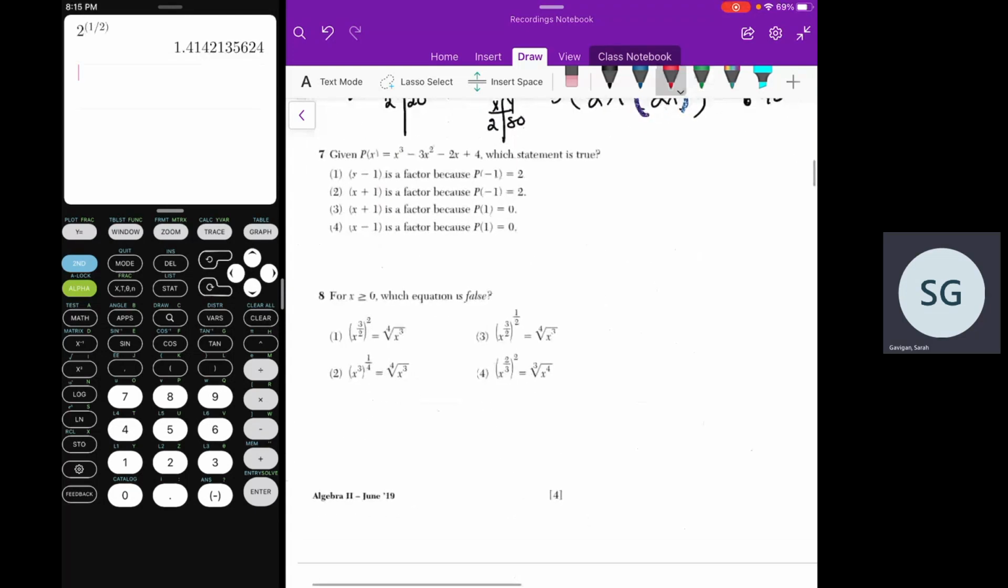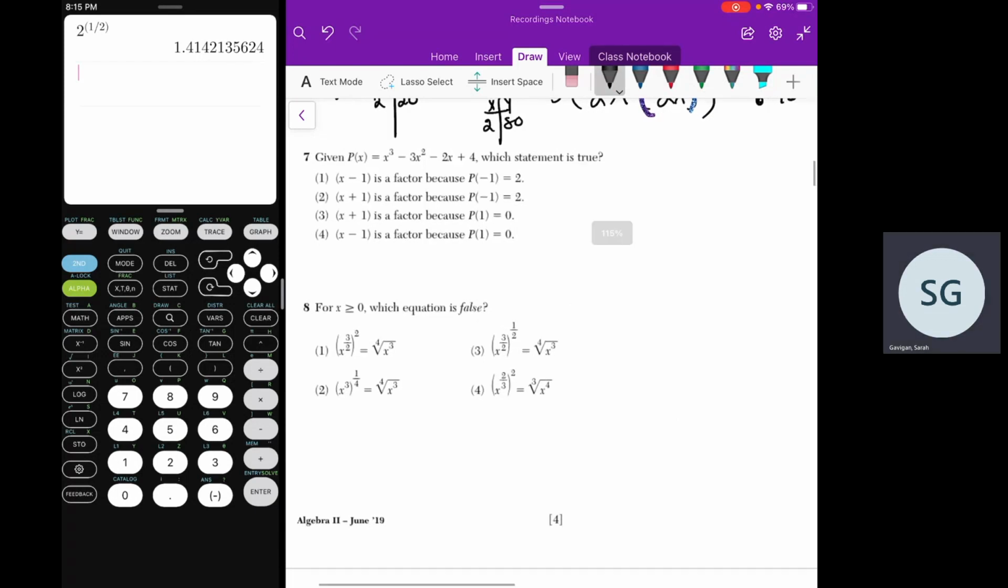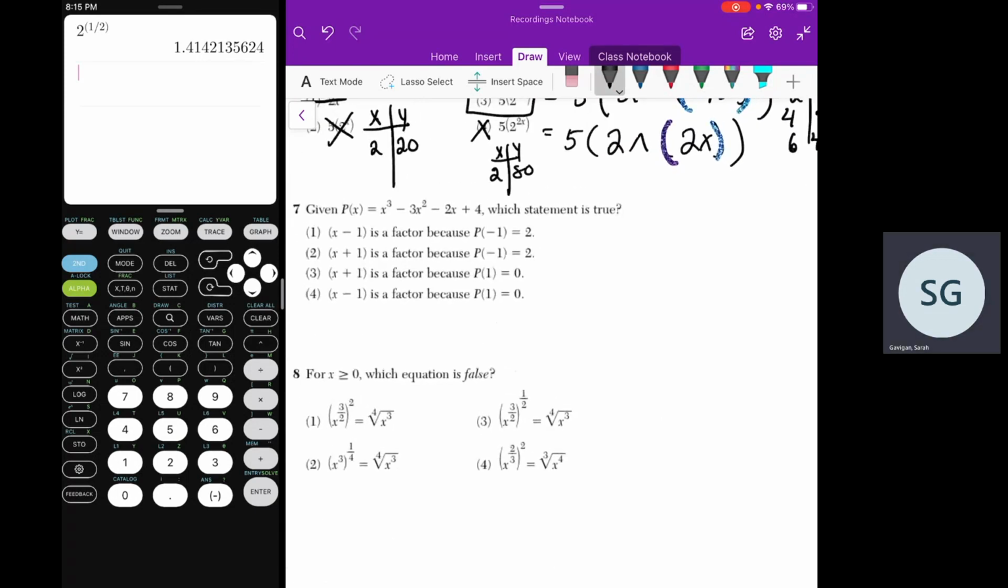Let's move on to number 7. Which statement is true? This is screaming the remainder theorem. The remainder theorem says that if the remainder is 0, then it was a factor. Okay, so let's see what's true. Now it tells us this is a factor, this is a factor. Okay, so we have to decide which one is a factor.